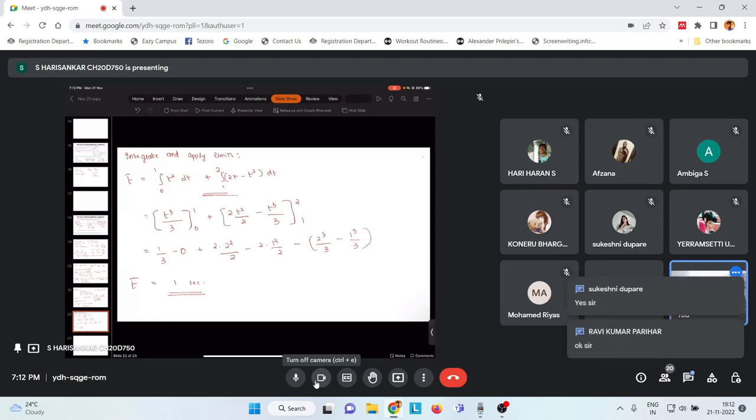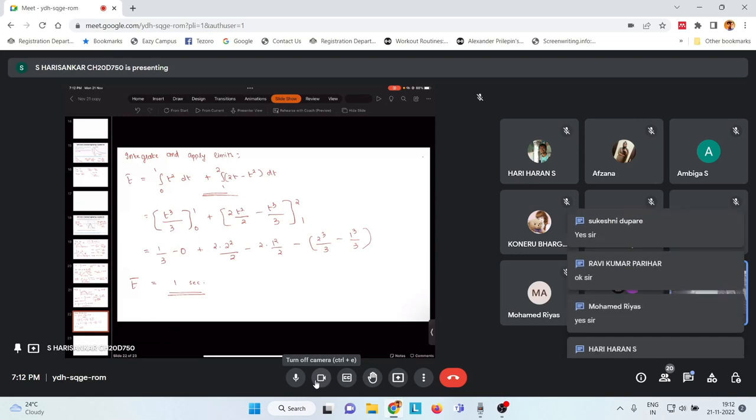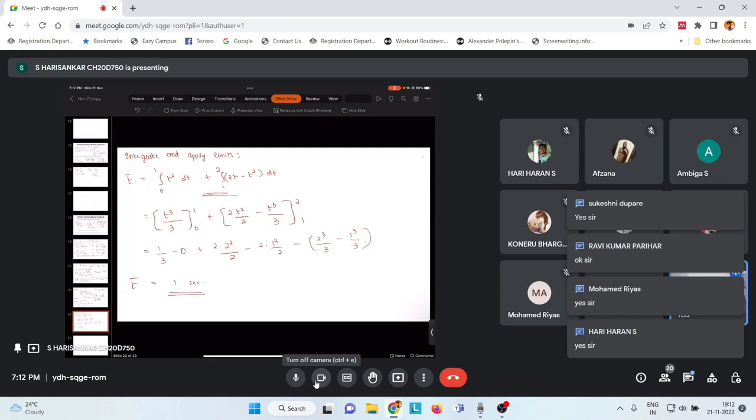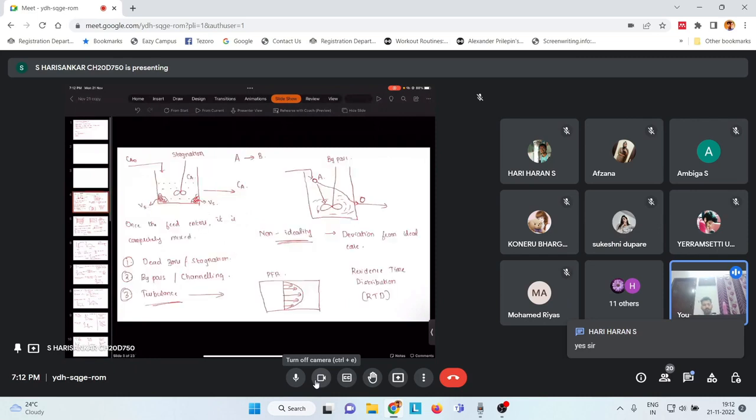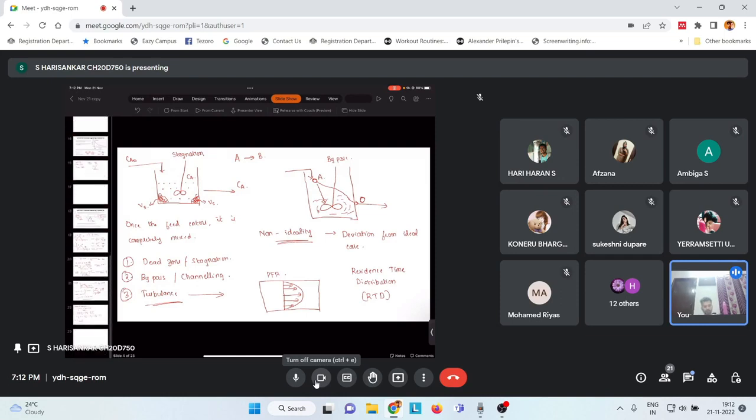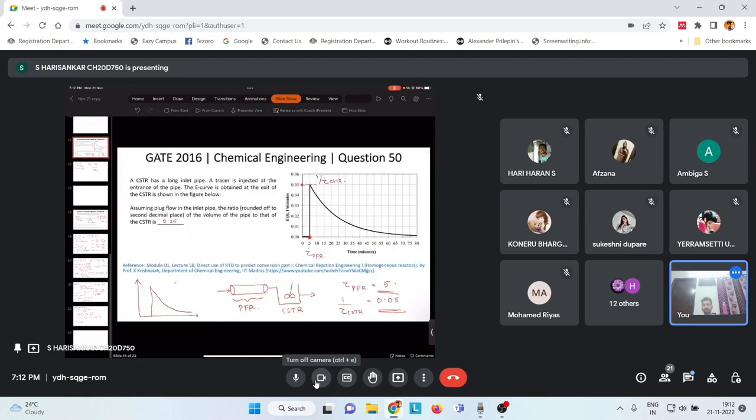Okay. Good. These things are just some of the basics when it comes to non-ideal reactors. There are a lot more things in non-ideal reactors, but anyways, this is some of the basics with regards to the residence time distribution or the E curve for non-ideal reactors. And these three questions that you just saw are some of the standard questions that you can expect in GATE exams using the concept of the E curve or the residence time distribution.